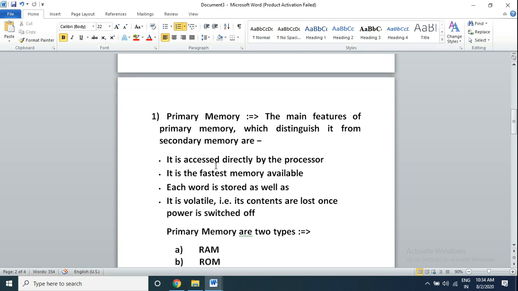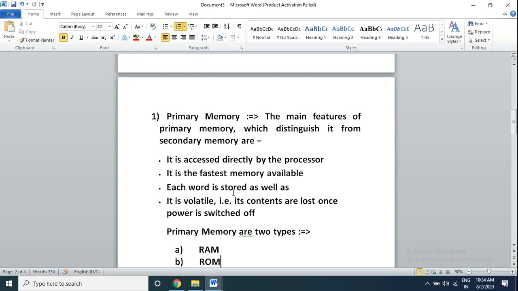So what are the main features of primary memory? In general, whatever we are working on in our computer, in any file, all that data is stored in primary memory. All temporary data is generally stored in primary memory, the data before we save it in a file. It is accessed directly by the processor. That's why its speed is very fast. So it is the fastest memory available.